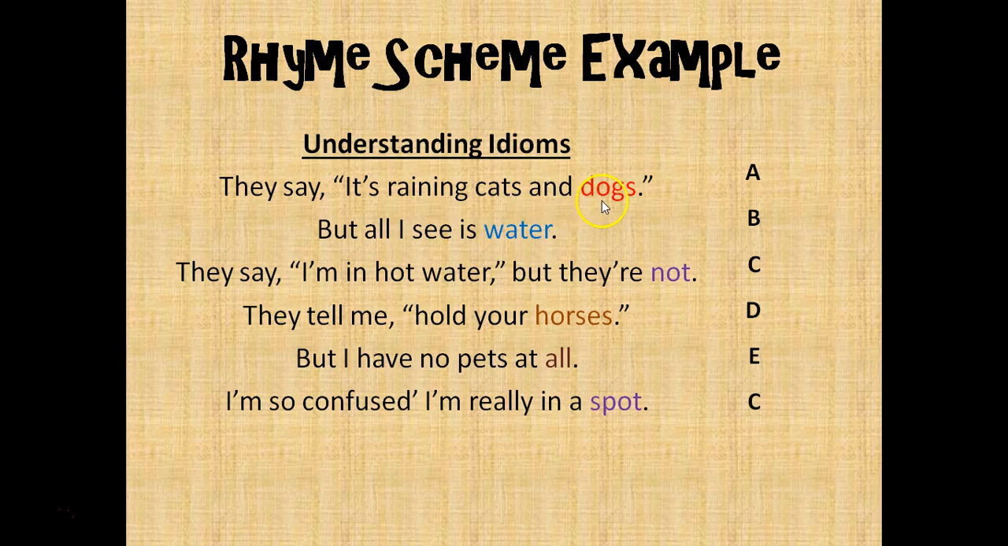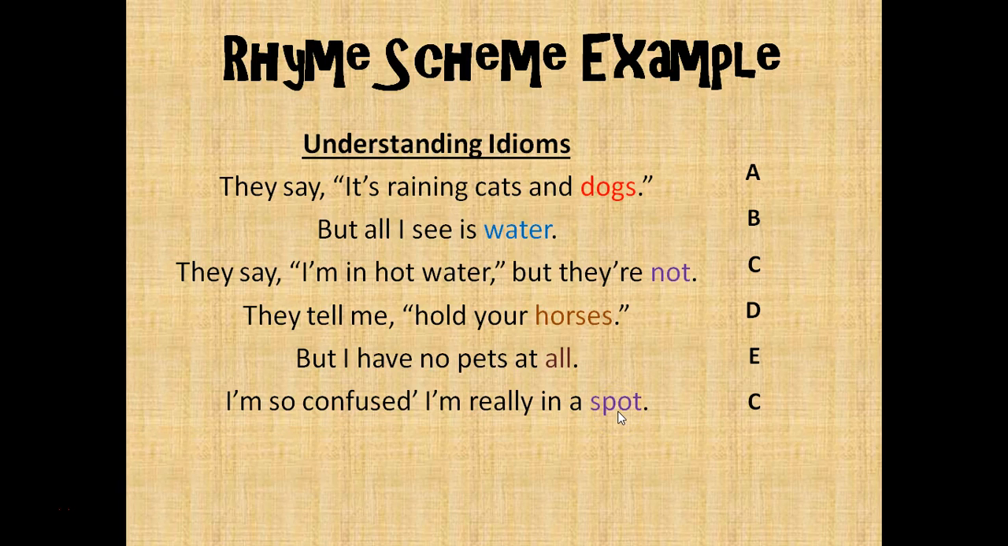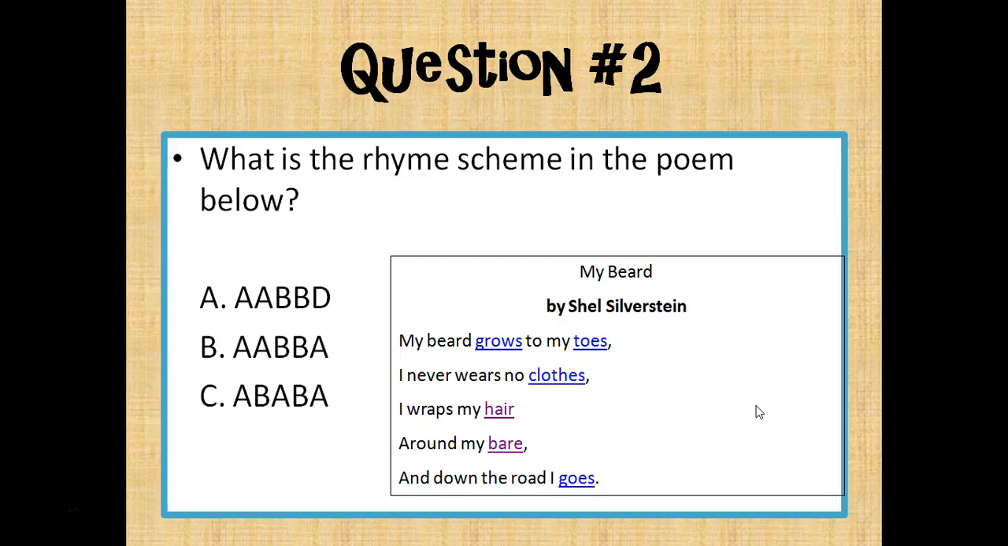In each line, you've got dogs, water. Well, dogs and water don't rhyme, so you see dogs has A and water B. Not does not rhyme with dogs and water, so it's given a new letter, C. Horses does not rhyme with dogs, water, or not, so it's given a new letter, D. All does not rhyme with dogs, water, not, or horses, so it's given the new letter, E. Spot does rhyme. It rhymes with not. And so if you notice, since it rhymes with not, the letter C is repeated. So the rhyme scheme of this poem would be A, B, C, D, E, and repeating C, since not and spot rhyme.